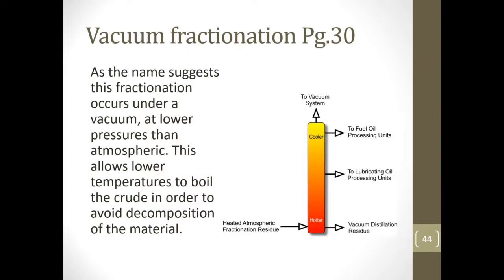This occurs under a vacuum, surprise. When we have it under vacuum, it allows us to boil things at lower temperatures. This means things that would have been destroyed by turning the temperature up under atmospheric conditions will now boil at lower temperatures so that we can get the heavier things at the bottom of the column to evaporate so that we can get more products out of them. They're typically heavier products, but we still have to get them out of there. So vacuum fractionation allows us to do that.